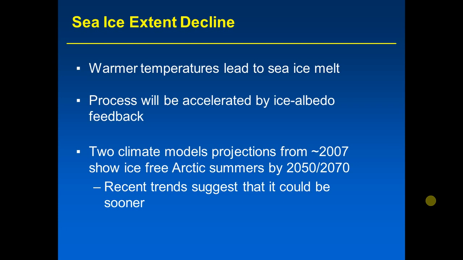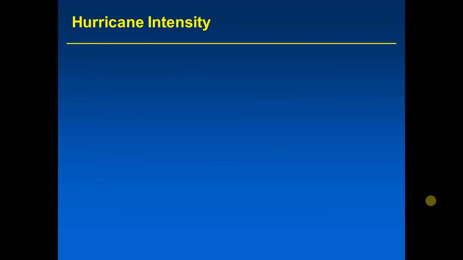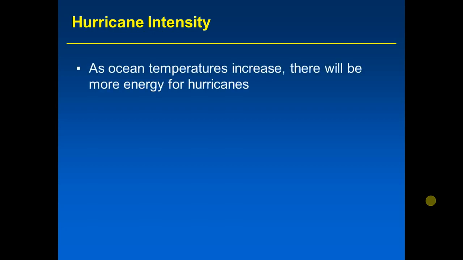Okay, let's go over a few more projections that climate models show. Climate models can also be used to help predict how hurricane intensity will be affected by global warming. Well, as ocean temperatures increase, there will be more energy for hurricanes, right? Where do hurricanes get their energy from? Warm ocean waters. Why don't hurricanes occur in California?